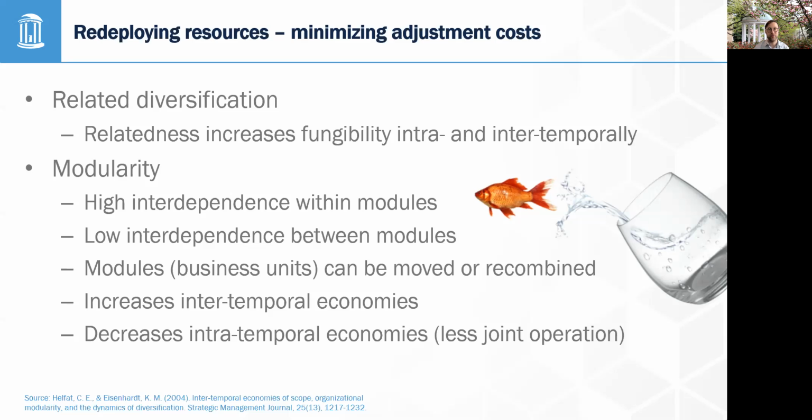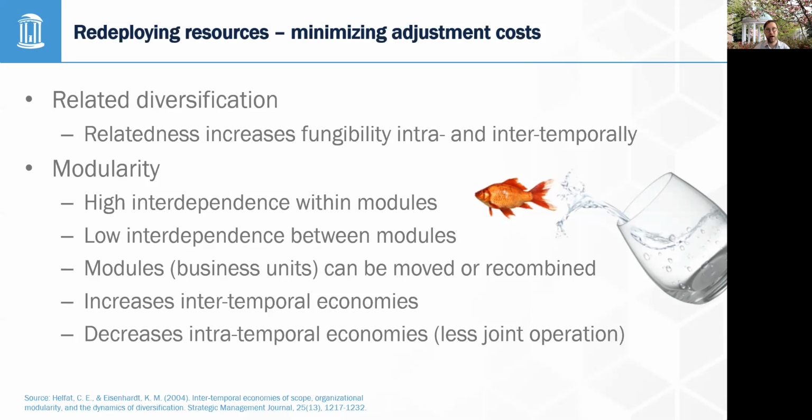So if you have two similar businesses and one year you want to allocate more resources to one, and then the next year more resources to the other, the more overlap there is in terms of the resources that they need, the easier that adjustment is to make. So with related diversification, whether it's simultaneous or redeployment of resources, there's no trade-off between those two in terms of intra and intertemporal economies of scope.